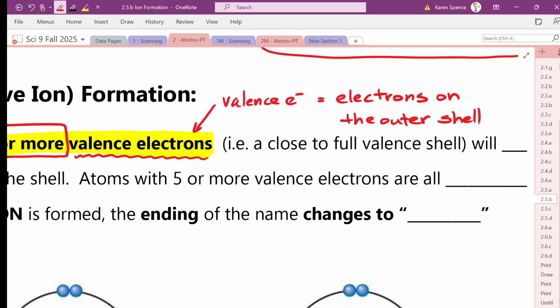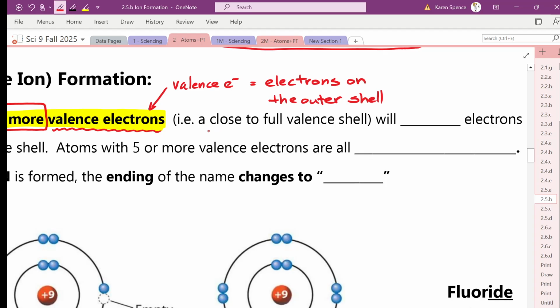If full is 8, if we have 5, are we closer to full or are we closer to empty? Closer to full. If we have 6, are we closer to full or closer to empty? Closer to full. If we have 7, are we closer to full or closer to empty? Closer to full. So if you have 5 or 6 or 7 electrons in that outer shell, the atom is going to want to fill up the shell because it is easier to fill it up because it is closer to full already.